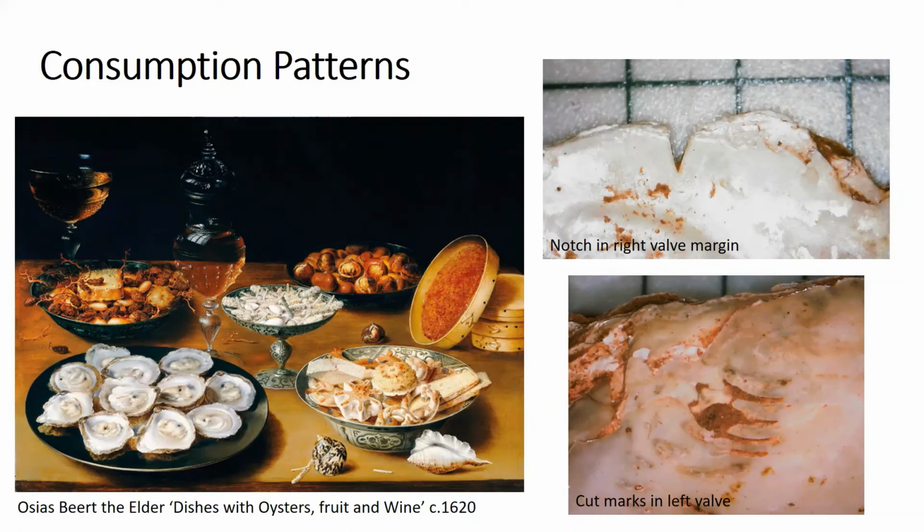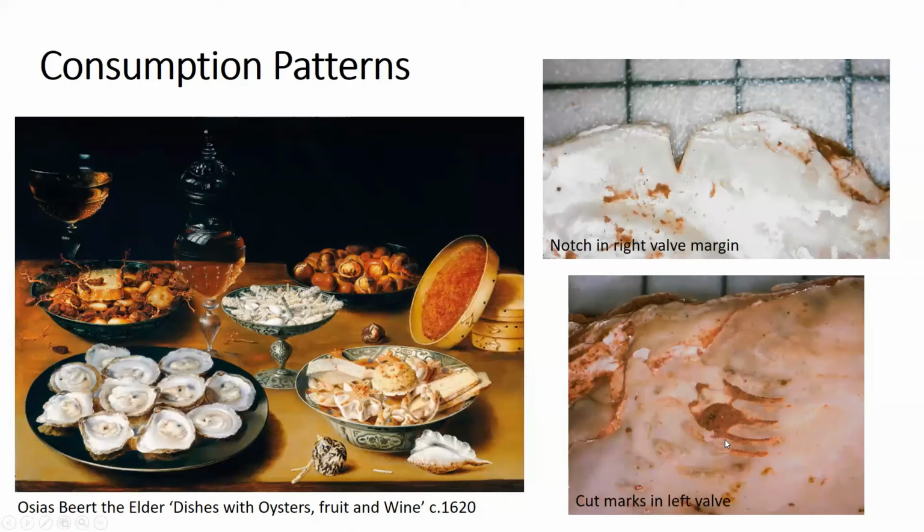If the shell wasn't alive, you could just pull the valves apart and get access to the shell. But we get these really sharply defined notches in the margins of the shell, and also these sort of arcing cuts into the shell. And basically what's happened is they've prized the edge of the shell open with a knife, which has created this cut in the shell. They've stuck the knife in, and then they've wiggled it in this side-to-side motion inside the shell.